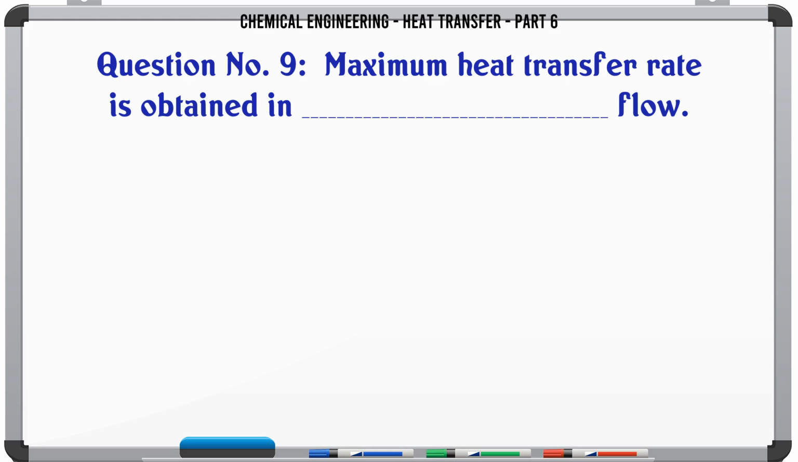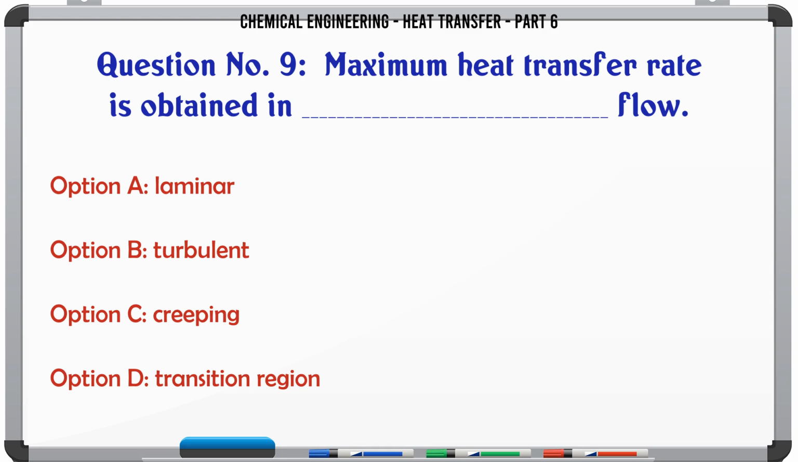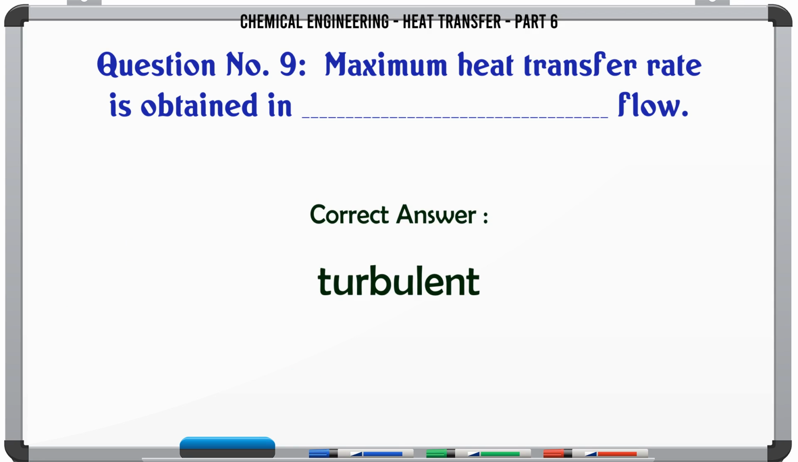Maximum heat transfer rate is obtained in flow. A. Laminar. B. Turbulent. C. Creeping. D. Transition region. The correct answer is turbulent.